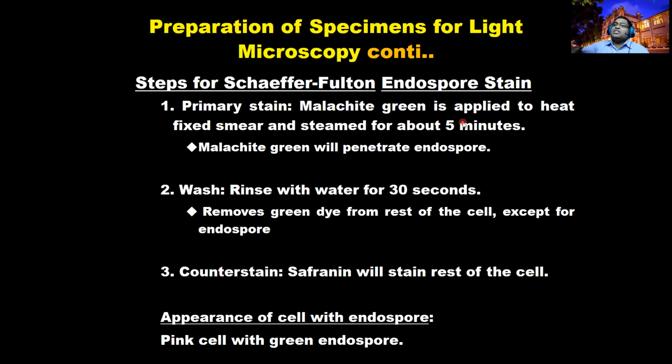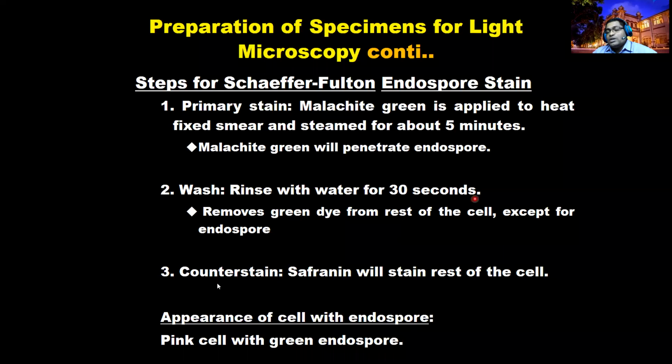Then you are putting it in the steam, right? The steaming is 5 minutes, hot steam. The malachite green will penetrate the endospore. Malachite green can penetrate the endospore. Then rinse with water for 30 seconds. Washing removes the green dye from the rest of the cells except the endospore.